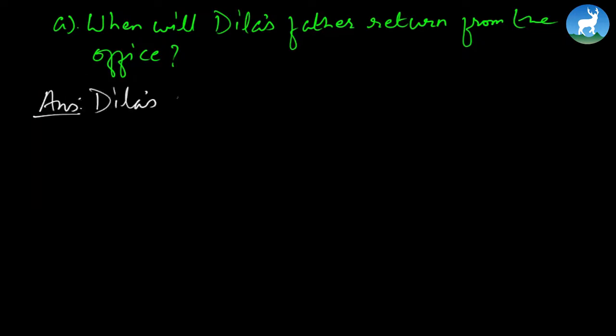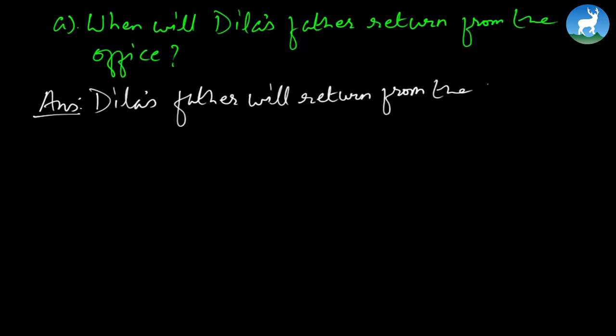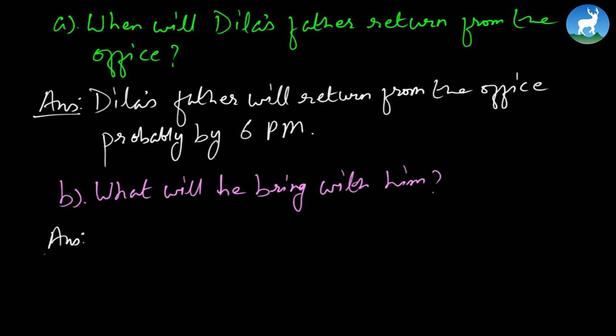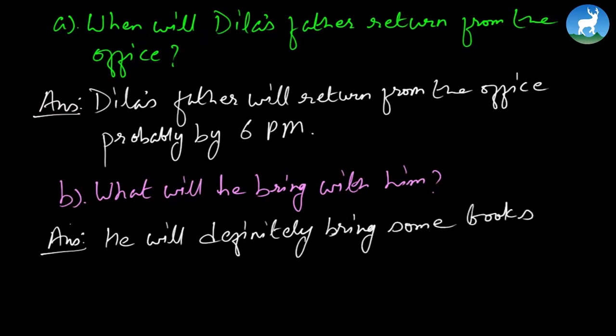So let's write it down. Dilal's father will return from the office probably by 6 p.m. Now we look at number B. What will he bring with him? To which you're going to write, he will definitely bring some books with him. See, we've used here probably, we've used here definitely. All right, let's move further.